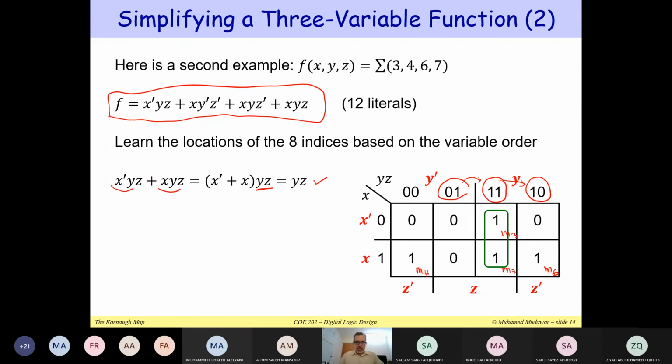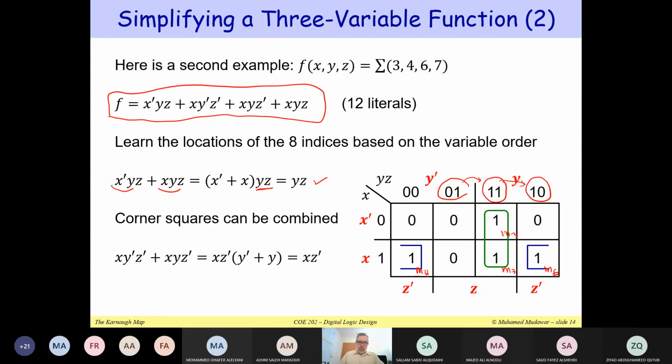The same thing here. But the interesting thing is that these two corner squares are also adjacent, because 0, 0 and 1, 0 differ only by a single variable, which is y. Z is equal to 0 in both cases. So this is minterm 4 and minterm 6, which are on the corners. I'm surrounding them inside the blue box, so I can combine them.